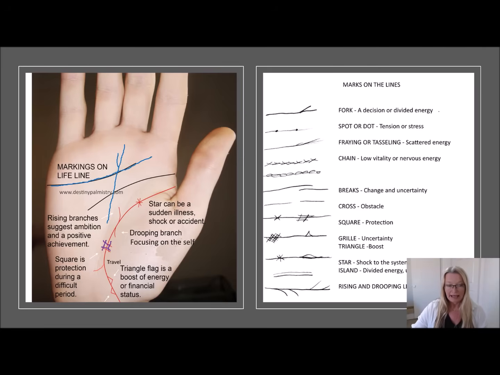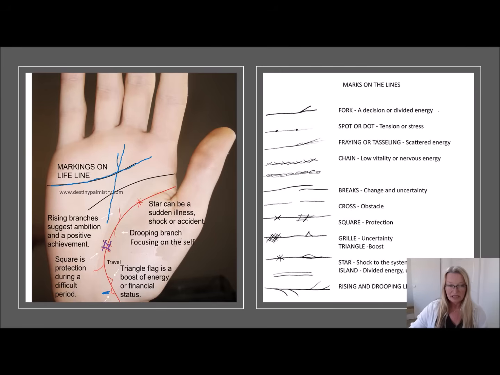And that tag can be on the inside or outside of the line. If it's on the inside, it's more likely related to family, such as inheritance. If it's on the outside, it's more likely to represent the career life.